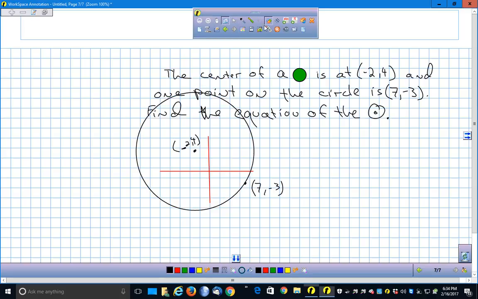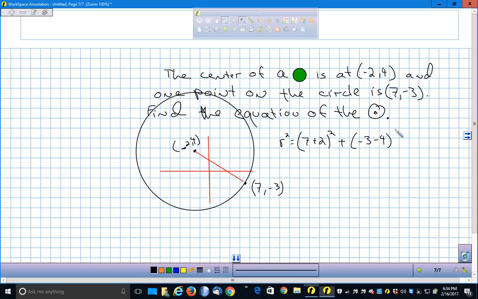I want to find the equation of the circle. Well, I could find the radius of the circle by using the distance formula, right? So I know that r², in this case, is going to be equal to (7 - (-2))², which makes (7 + 2)², plus the distance between the y's squared, (-3 - 4)². So r² is going to be equal to 81 plus 49, which is 130. I don't actually need to find out what r is. I need r² in the equation of my circle.